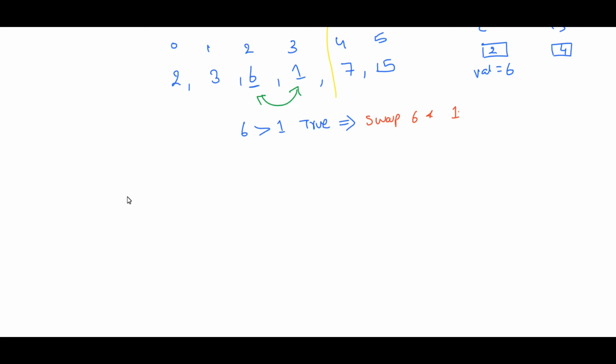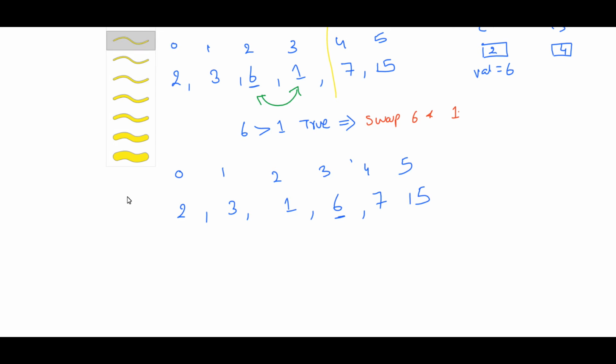At this point our CI would be at a position where it can't go any further, because guess what, we already reached the sorted part, which is 2, 3, 1, 6, 7, 15, and that's the sorted part. So our CI has a value of 3.